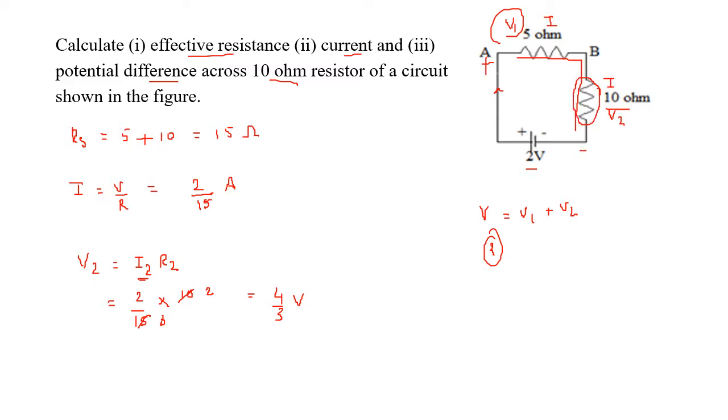The sum ends here, but just for your sake, what will V1 be equal to? V1 equal to I1 R1, that is 2 by 15 into 5. So 5 1s are, 5 3s are, you get 2 by 3. Now check what I told you. V is equal to V1 plus V2. So V1 is 2 by 3, V2 is 4 by 3, that is 6 by 3, which gives you 2 volt, which was the initial voltage of the battery.